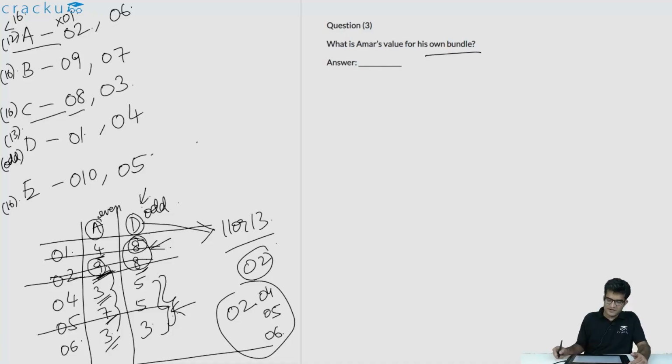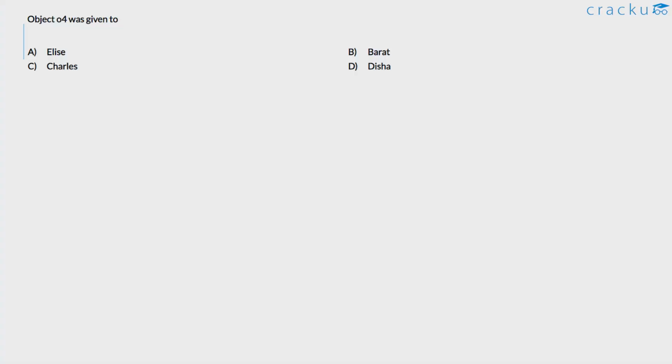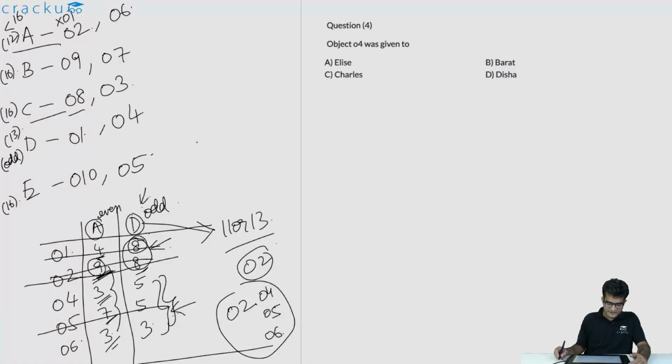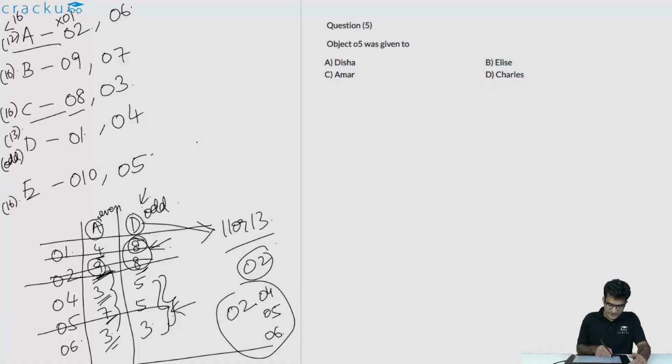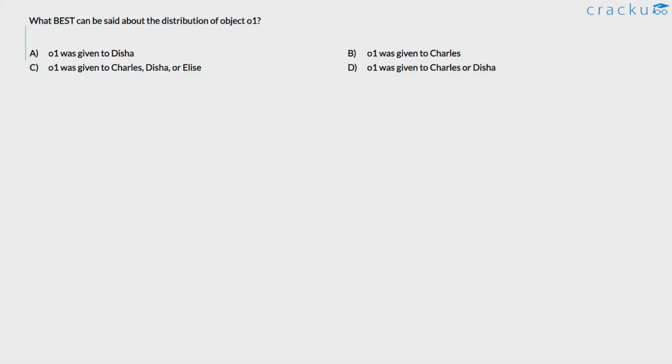What is Amar's value for his own bundle? That is 12. Object 04 was given to D, Disha. Object 05 was given to E, Elise.